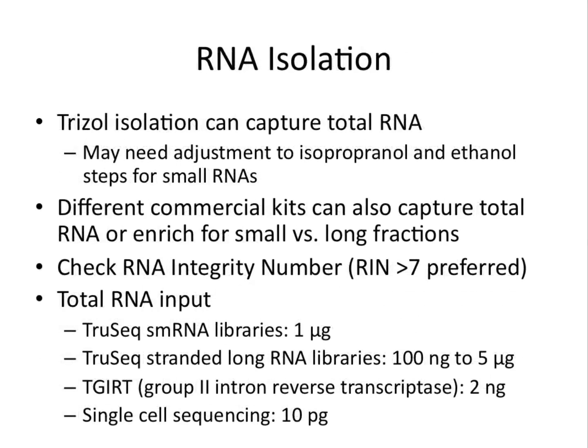Now that you know how you want to set up your RNA-seq experiment in terms of how many samples to use, it's time to isolate RNA from those samples. Again, the type of RNA you want to study will affect your approach in RNA isolation. If you want total RNA, Trizol can capture everything, although you'll need to make modifications in ethanol precipitation and use of carriers to ensure that you capture enough of the small RNAs if you want to study them. Alternatively, you can use commercial kits that are designed to enrich for different fractions.